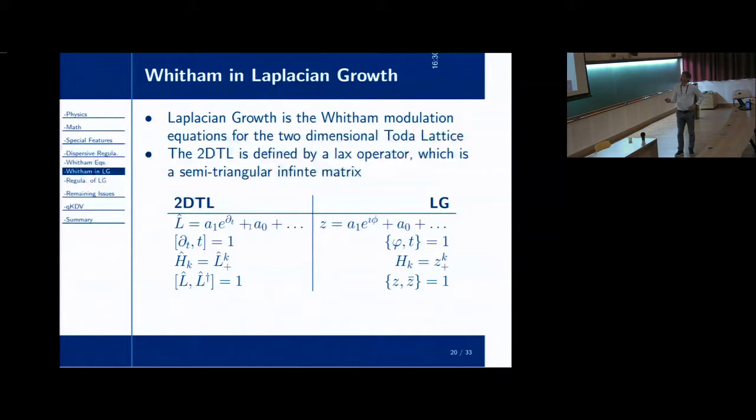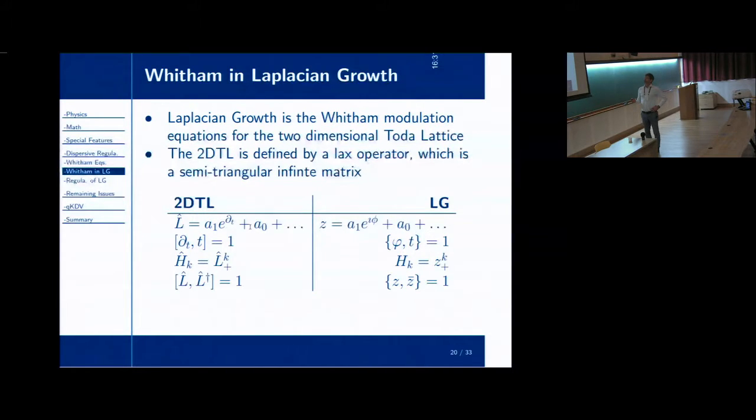In the two-dimensional Toda lattice problem, we have a Lax operator, which has this form, a certain complicated matrix. And its semi-classical analog is a function. An operator becomes a function because the Whitham problem, or the dispersionless limit, is a certain semi-classical limit. So operators become functions. And this function is z of phi and t, the conformal map. So the Lax operator in the semi-classical regime becomes the conformal map.